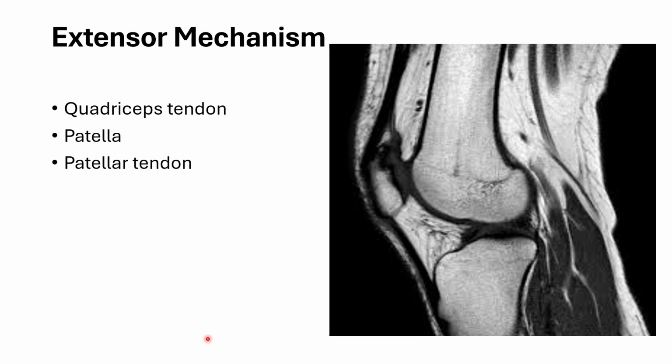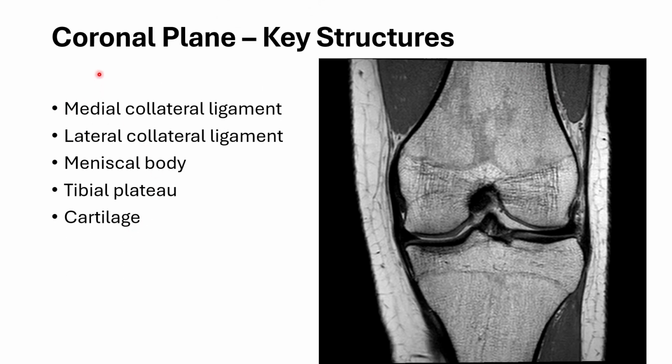Now the extensor mechanism. The extensor mechanism includes the quadriceps tendon and patellar tendon. We must evaluate for thickness, continuity and evidence of tendinosis, and also check for patellar alignment. Now in the coronal plane, we should evaluate the medial collateral ligament. This is the medial collateral ligament, a dark structure, then the lateral collateral ligament, meniscal body, tibial plateau and articular cartilages.